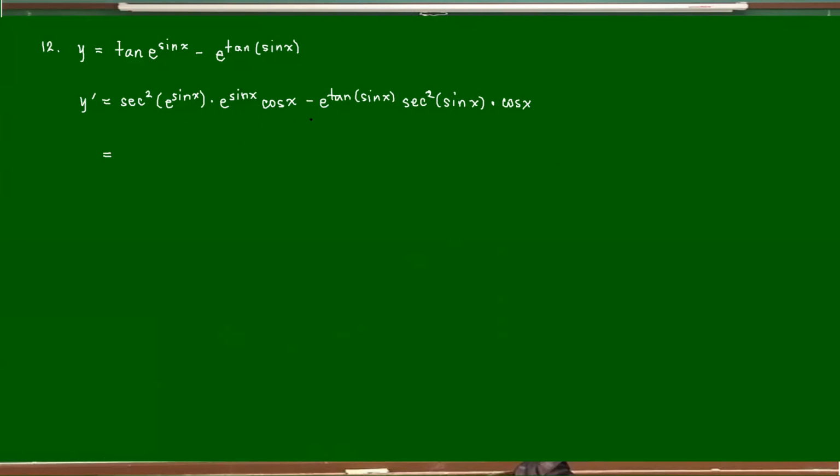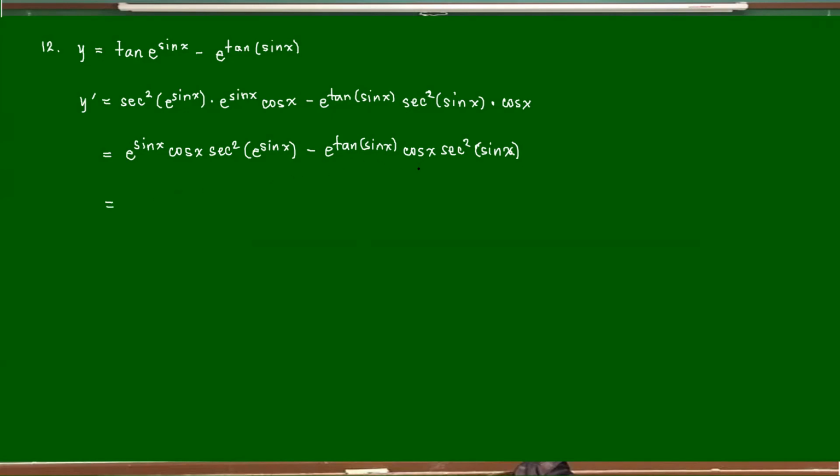Let's arrange terms and factors for each term. So we have e to the sine x times cosine x times secant squared of e to the sine x. For the second term, we have e to the tangent of sine x, then times cosine x, secant squared of sine x. Okay, guys?